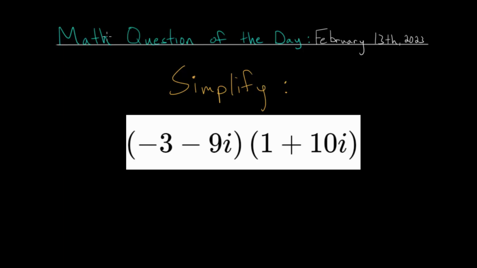In this video, I'd like to talk about the math question of the day for February 13th, 2023. For this problem, we need to simplify this product here. We're multiplying these two complex numbers. And remember that i is just the square root of minus 1. This is the imaginary unit.